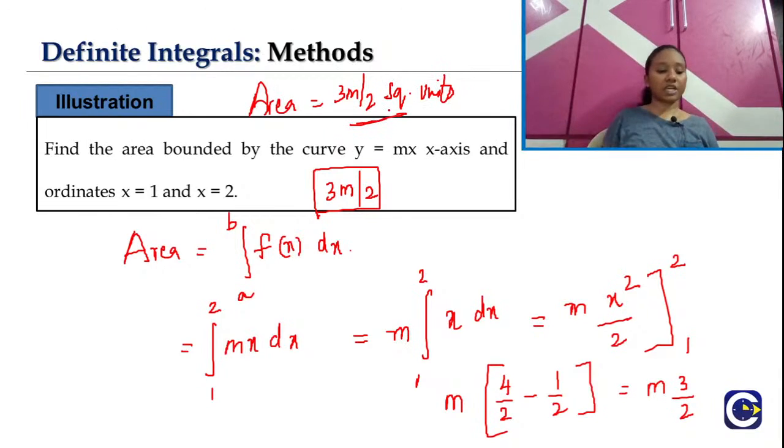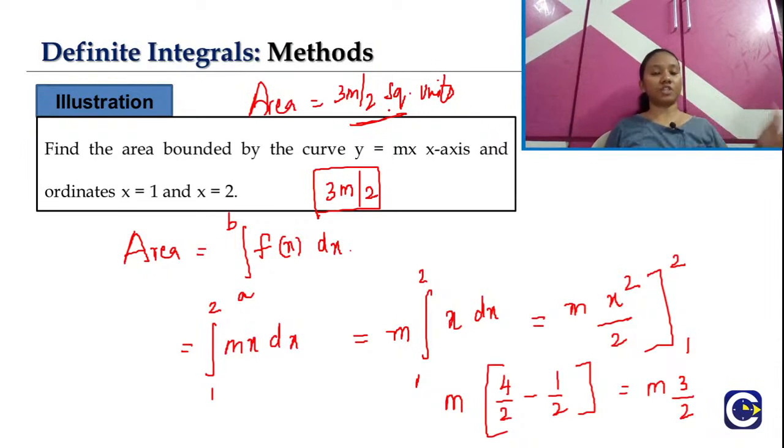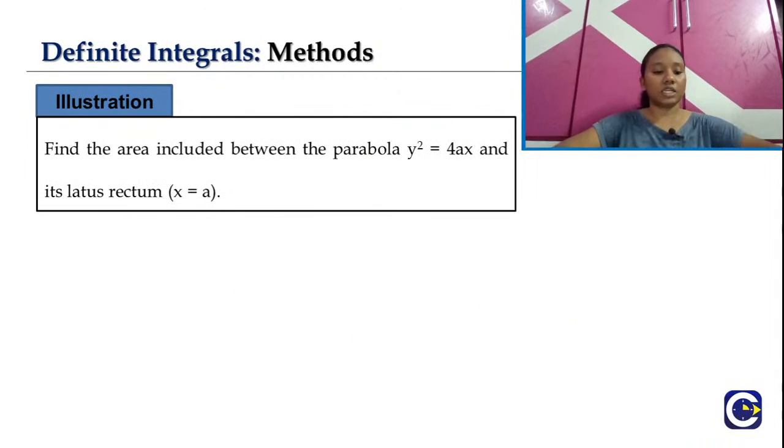Right, so these are our basic level questions where we are finding the area bounded by the curve. Let's move a bit ahead. Let's get into the next one here. Find the area included between the parabola and its latus rectum, which is at x equal to a. The first and foremost thing here is you have to plot this graph as well as the latus rectum.